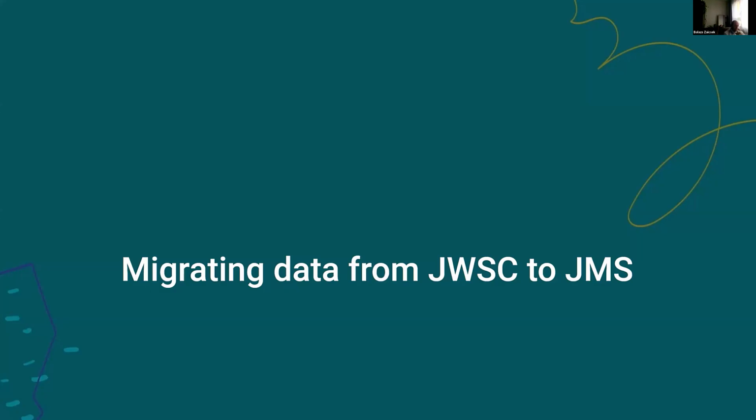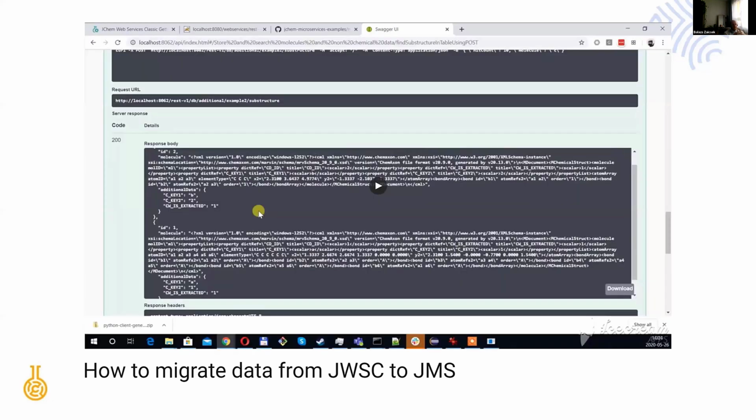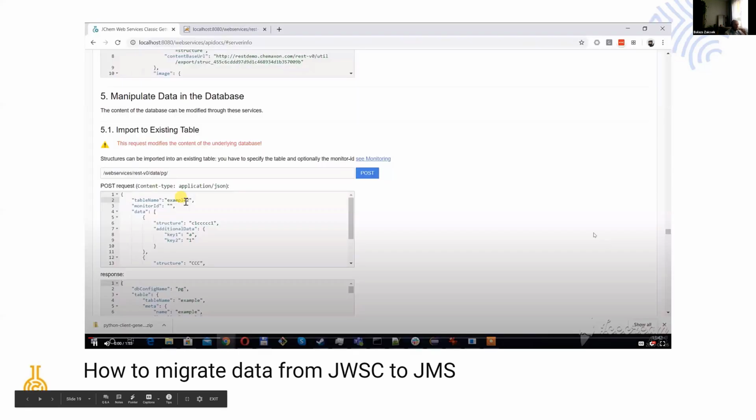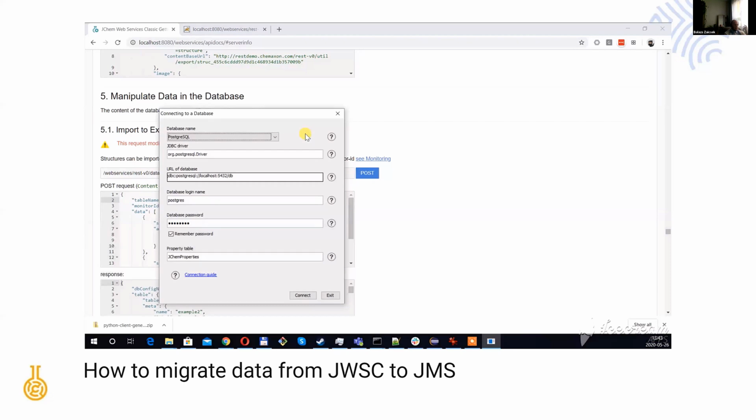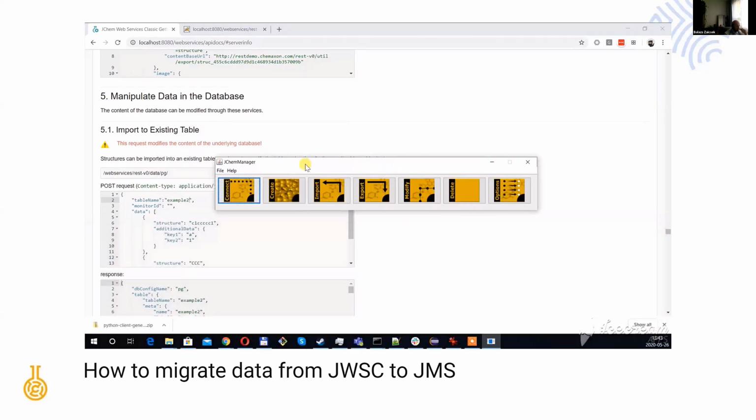Okay, and now just a short example of how to migrate your existing JChem Web Services Classic database to JChem Microservices. In this example, you will see how I create a table in JChem Web Services, download all the data with JChem Manager, convert it to the format of JChem Microservices and upload it to JChem Microservices. So if we start this, you can see this is the creation of the table with these two simple molecules. And now start the JChem Manager, which is a standard tool for years in the JChem package. Just connect to the database and export your table.